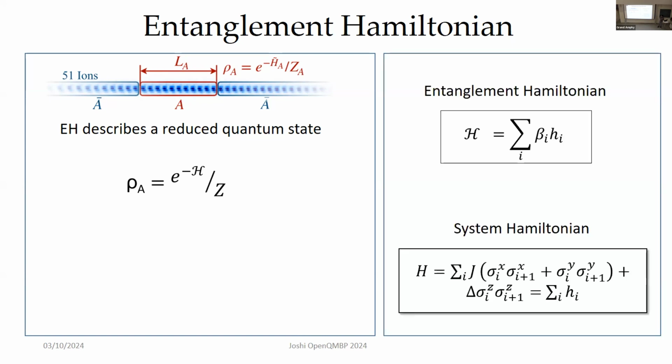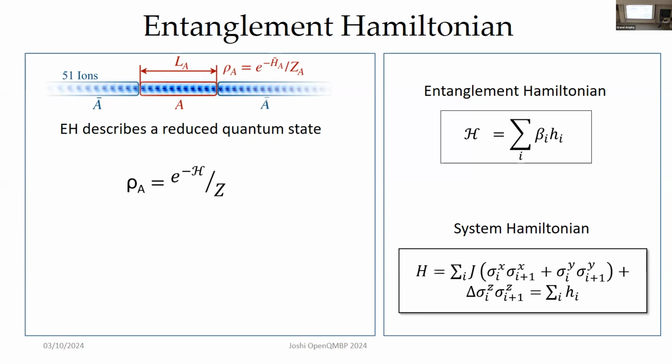Here the main assumption comes from field theory: a reduced state of a full system can be described by some sort of Gibbs state, where this H is, in our case, called the entanglement Hamiltonian, described by some parameters beta i, and Hi are the operator forms. If you have some idea about what operator forms are there, you only have to learn the betas. If you have, say, 10 or 20 operators, you have to learn 20 parameters.